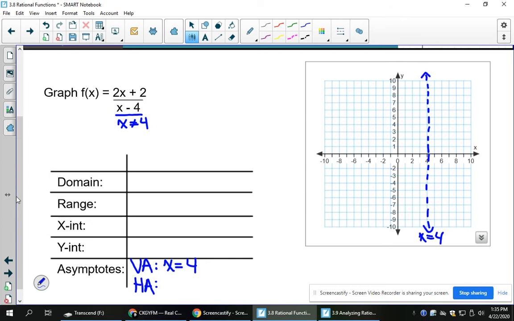My horizontal asymptote is going to be the coefficients of the largest exponent x has, divided. So 2 divided by 1 is 2. There is a horizontal asymptote at y equals 2.